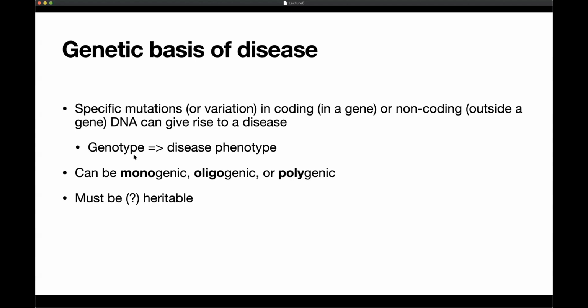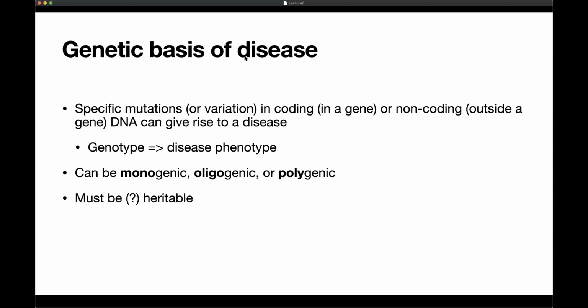The dependence between genotype and phenotype can broadly be broken down into these three categories. It can be monogenic. Mono means one, so one change explains most of the phenotype. Oligogenic means that a few changes explain most of the phenotype. Polygenic means you need a lot of different changes that, when you put them together, explain the disease phenotype.